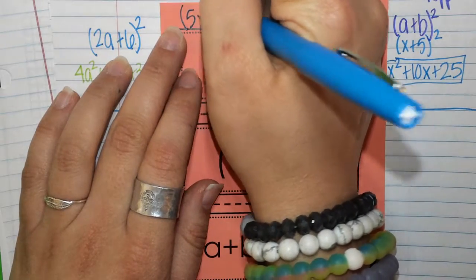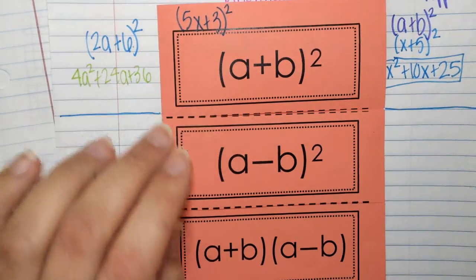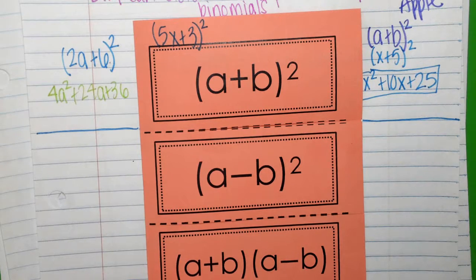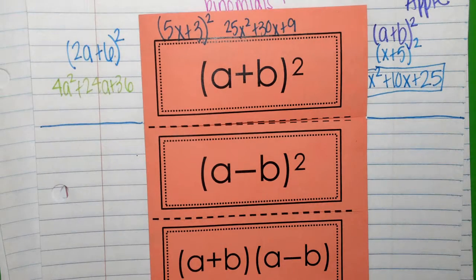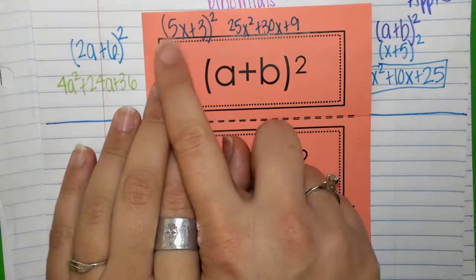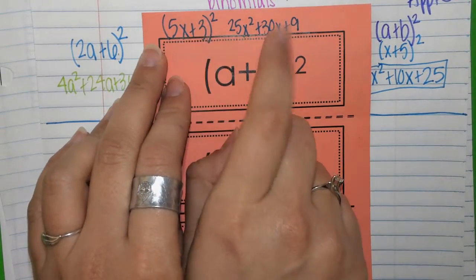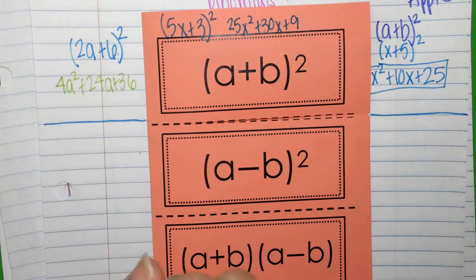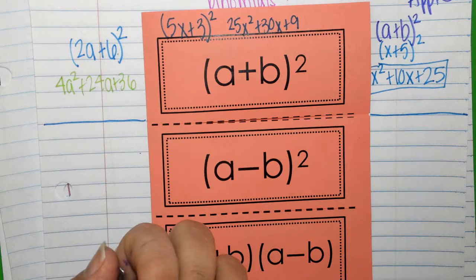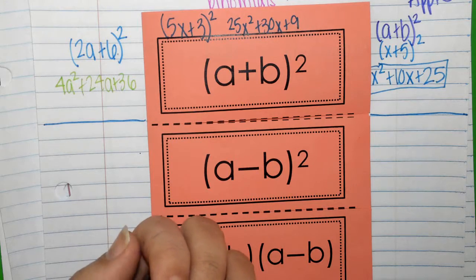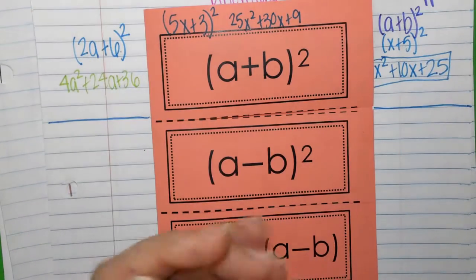5x plus 3 quantity squared. Try that one. 25x squared plus 30x plus 9. No. Why? Where did you get 30 from? Okay. 5 times 3 is 15. Times 2 is 30. Oh, I get it now. I thought you multiplied 3 by 2, then multiplied that by 2. Okay, that's not what you did. You multiply a and b, then by 2.